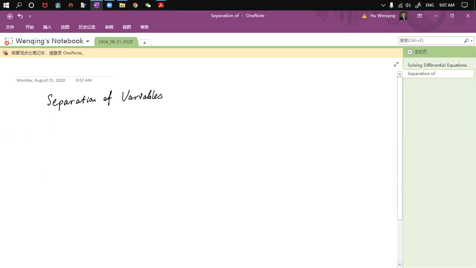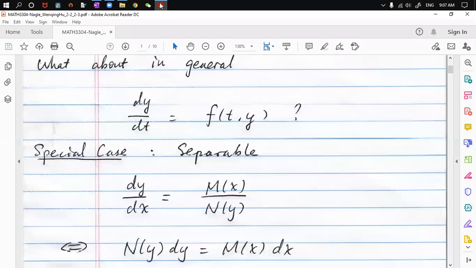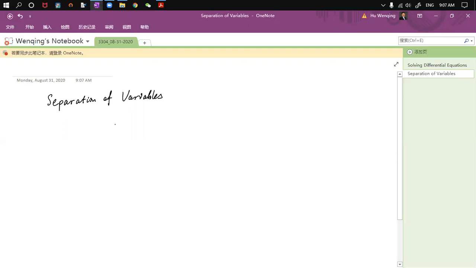Okay, so separation of variables applies to a very particular case of this general first order equation, in the sense that the right-hand side is a so-called separable form. So I'm going to use dy over dx, and I'm going to say this is m of x divided by n of y. That's the way to say that the equation is in a separable form.